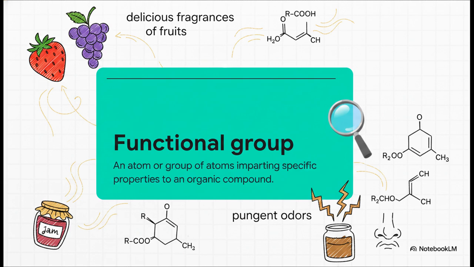A functional group is basically just an atom, or a specific group of atoms, responsible for imparting specific chemical and physical properties to an organic compound. Different functional groups give us totally different real-world traits. For example, carboxylic acids and esters contain functional groups that create the delicious fragrances of fruits and serve as the building blocks for fats and oils. Meanwhile, the functional group in aldehydes gives them incredibly pungent odors. It's all about the group.